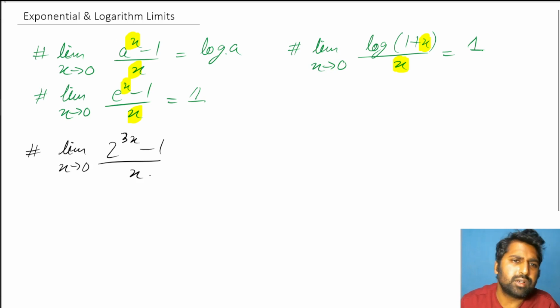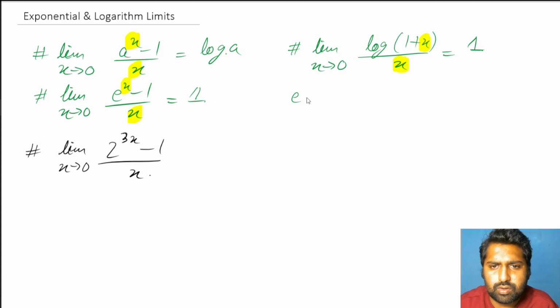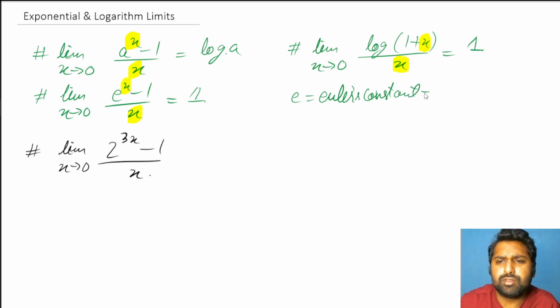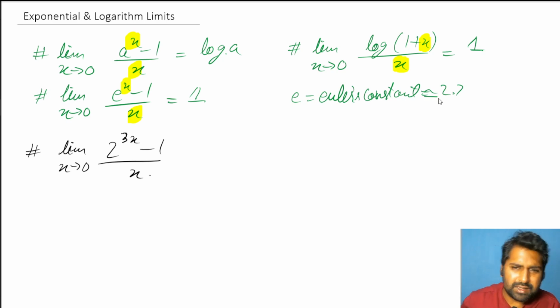Okay, I forgot to tell you about e. You must know what e is, but still I'll cover it. E is called Euler's constant, and its value is approximately 2.7. Basically, it's a number like pi. Pi is like 3.14, Euler's constant is 2.7. So if only e is there, then only this is the formula. Otherwise, any other number can come: 2, 3, 4, 5, root 2, root 3, root 5, anything. The answer is log a.